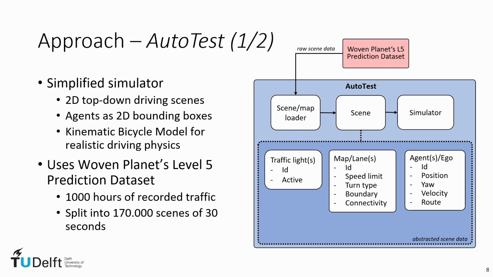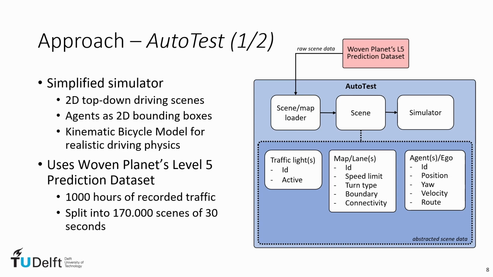So AutoTest is a 2D top-down simulator, so it has top-down driving scenes. Agents are represented as 2D bounding boxes, and a so-called kinematic bicycle model is used for realistic driving physics. This model has been used in a lot of self-driving research, and it's quite a realistic and accurate depiction of a vehicle or car driving.